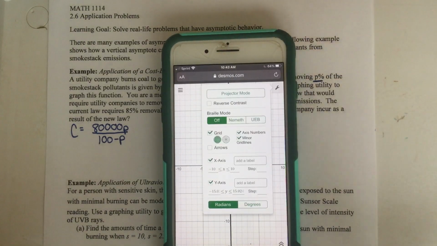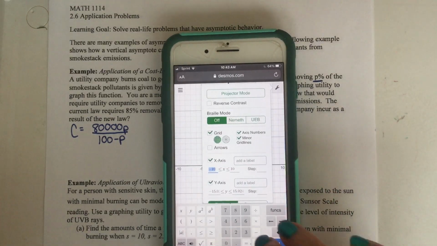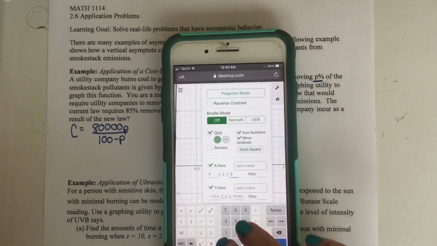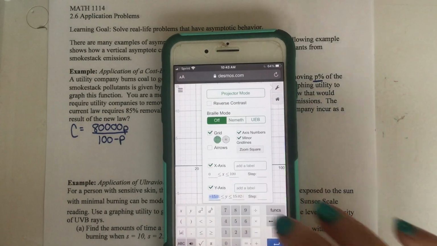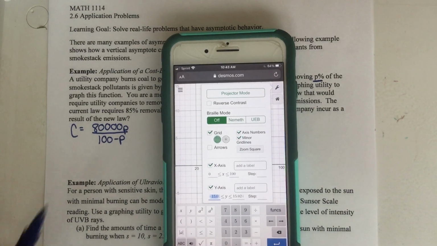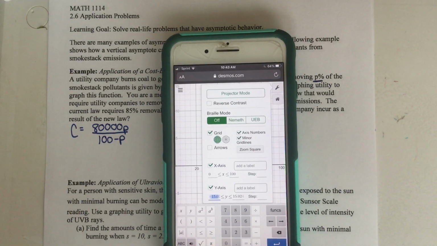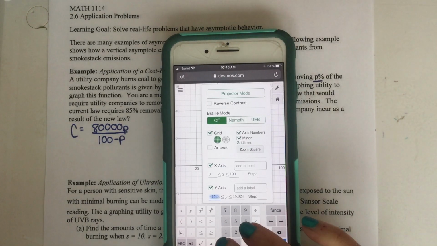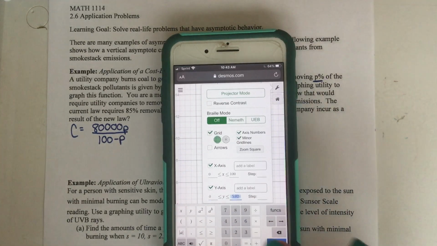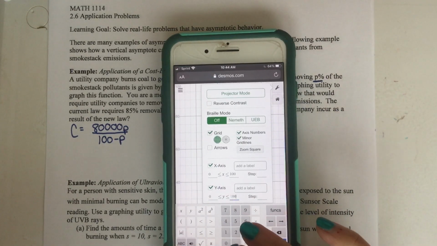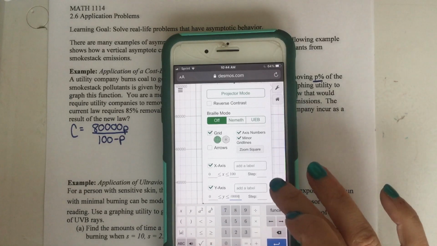To change the window, we hit the little tool. Now remember X, that is our pollution percentage. They told us our domain. They said we can go from 0 to 100. Now Y is the cost in dollars. Noticing that the problem has an 80,000 in it, it's kind of an indication that it's probably pretty spendy to remove pollution from the air. So I'm going to go cost, 0. We can't have a negative cost. I'm going to go up to like 100,000, you guys. Just see what happens.